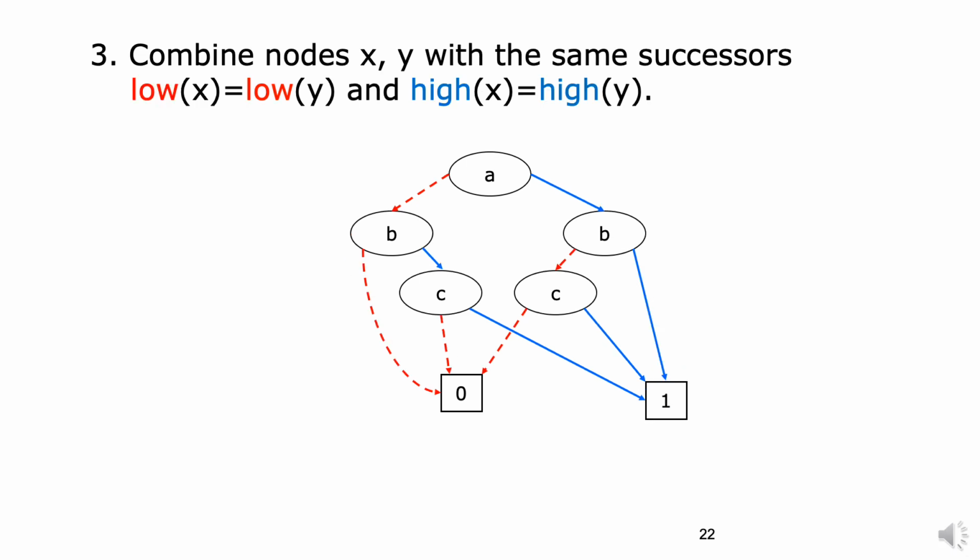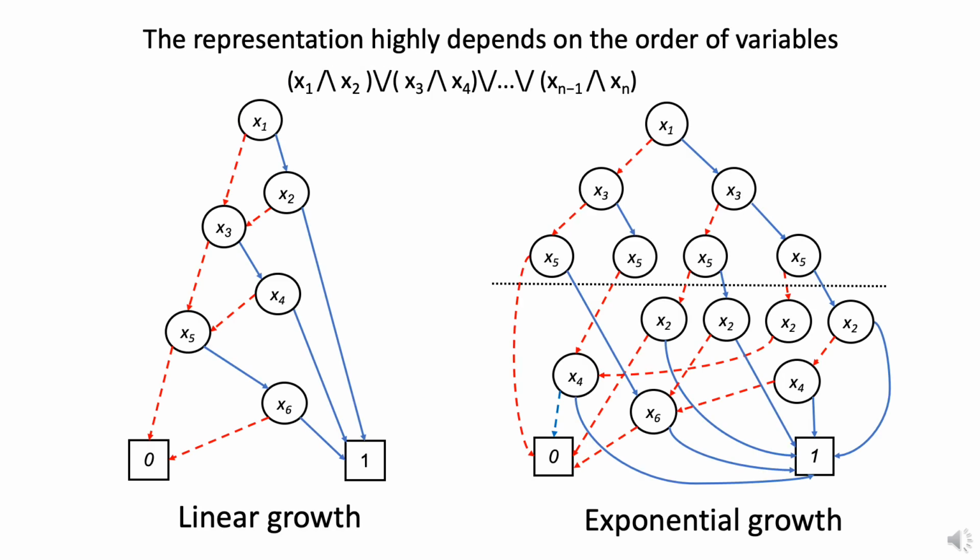According to the third reduction rule, if we have nodes that have the same low successors and separately the same high successors, then we can combine them. We cannot apply here any further reduction rule, so we're done. We have a reduced form, and notice that the reduced form is unique regardless of the order of applying the reduction rules. Different variable orderings change significantly the BDDs.